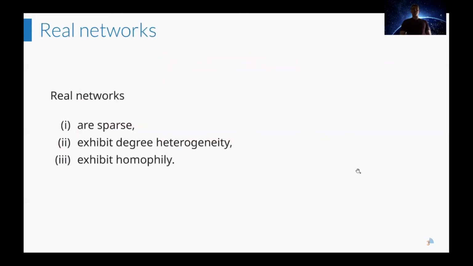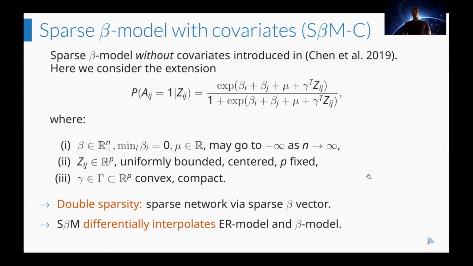However, real networks are almost exclusively sparse. Also, they exhibit something called degree heterogeneity, which means that the degree distribution has heavy tails. So we have some nodes with a very, very high degree. And finally, real networks also very frequently exhibit homophily, which means that similar nodes are more likely to connect to one another. The model I'm going to present to you today is designed to specifically capture these three properties of real networks. That model is the sparse beta model with covariates.